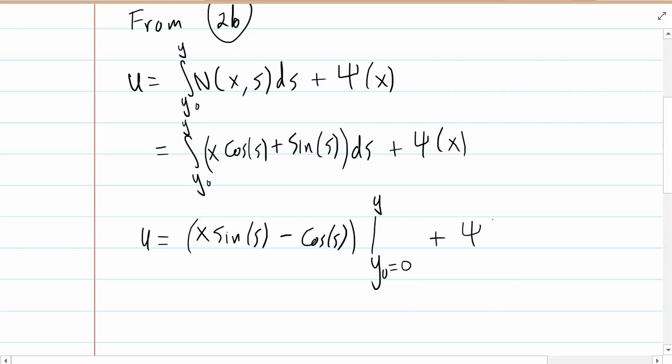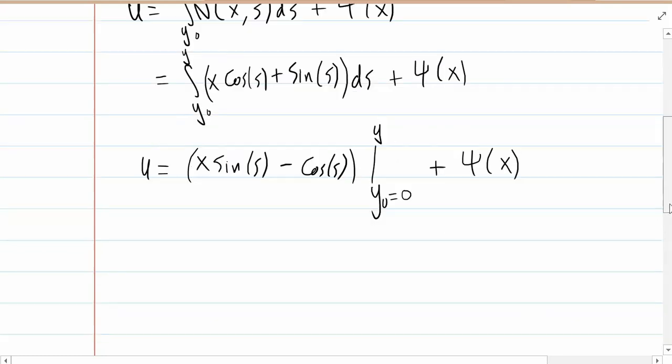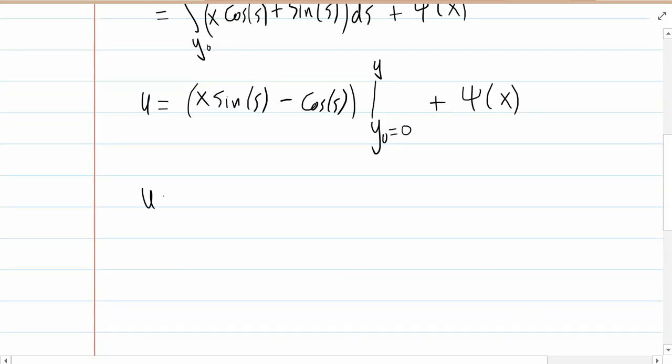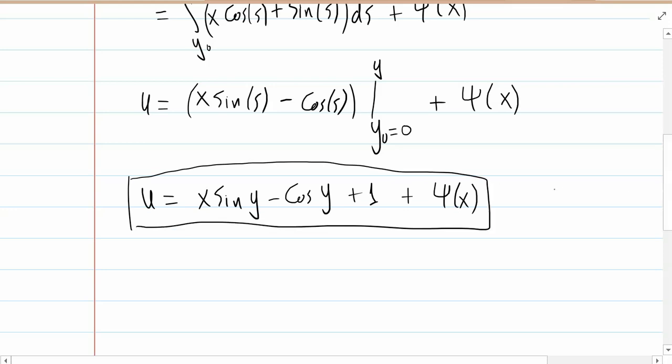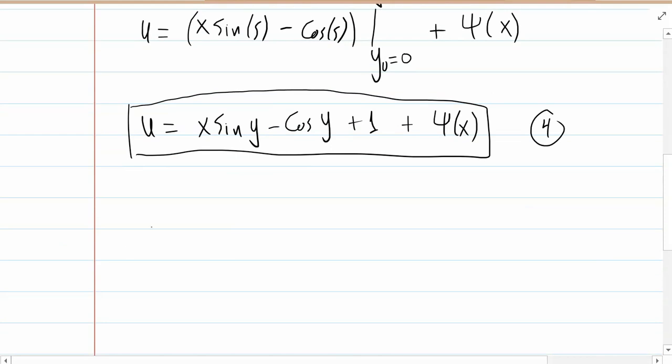So that means that u is equal to x sine y minus cosine y plus 1 plus some function of x. This is equation 4. We compare equation 3 with equation 4.